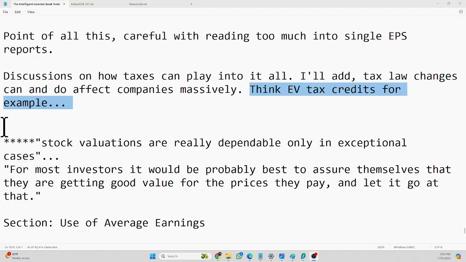Whenever the government tends to get involved with business, it does tend to get pretty messy. This is not the government's first rodeo, getting themselves involved with business. But I digress.